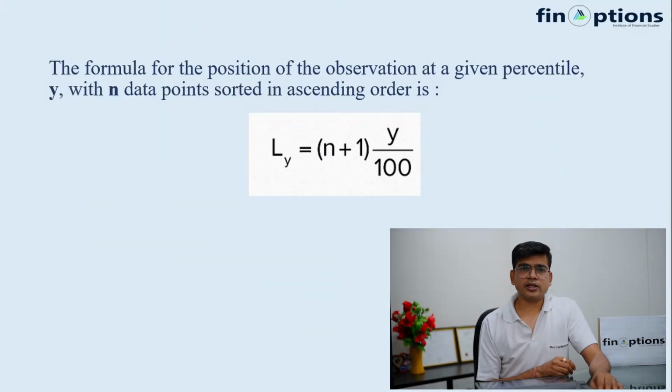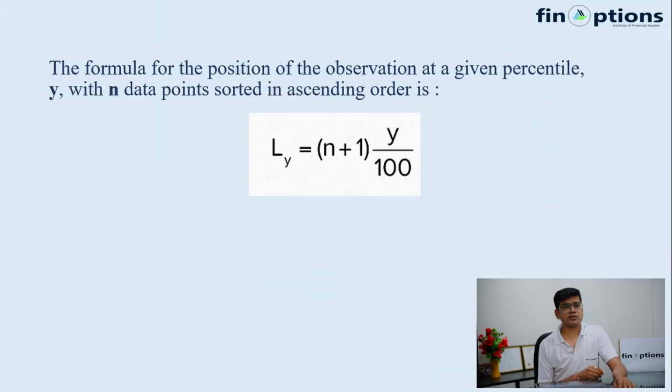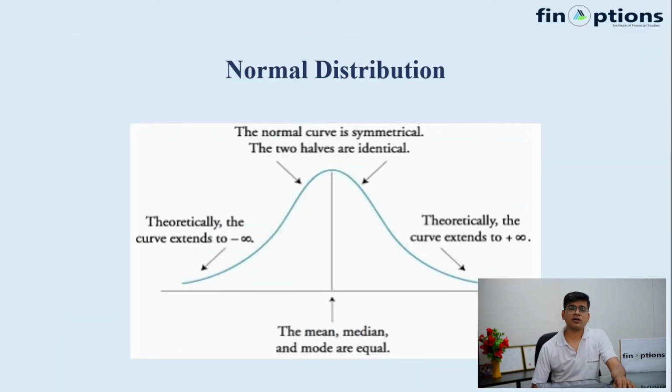So in any case, whichever way you break it, to get to know the position below which a particular share of the data is lying, we can simply use this formula, which is (n plus 1) multiplied by y by 100, whether it is a quartile point that you want to get, or maybe a decile or a quintile or even a percentile point. Let's move ahead and look at one of the most important parts when it comes to data distribution, and we're referring to the normal distribution.